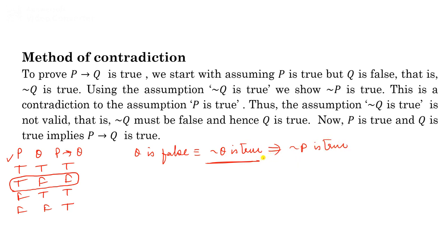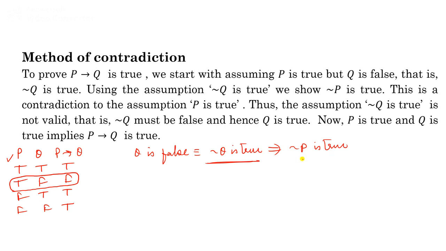Whatever the example or the problem is given to us, using the assumptions of the problem, whatever criteria is given in the problem, we will show whenever negation Q is true, negation P is true. We will take one example to show this type of implication. So this is the general idea behind this method: we start with negation Q is true and we show negation P is true.